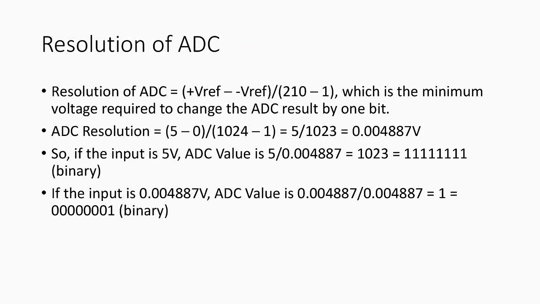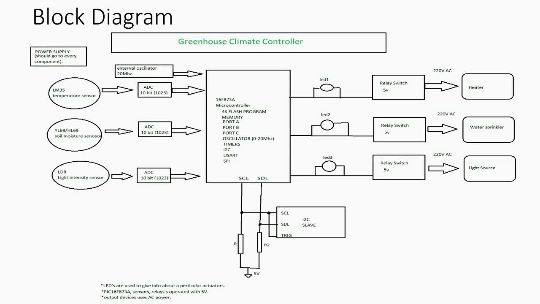For outputs, we will use LEDs to indicate which output is on. We have three outputs here: heater, water sprinkler, and light source. These all work on AC current, on 220 volts AC.